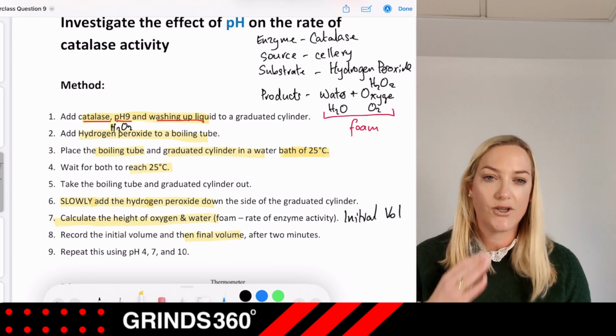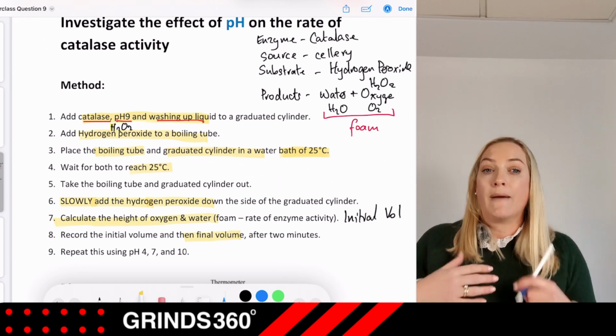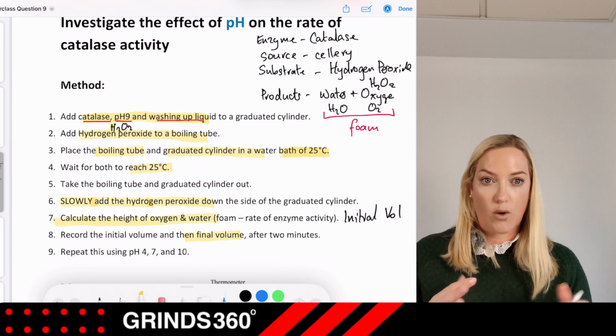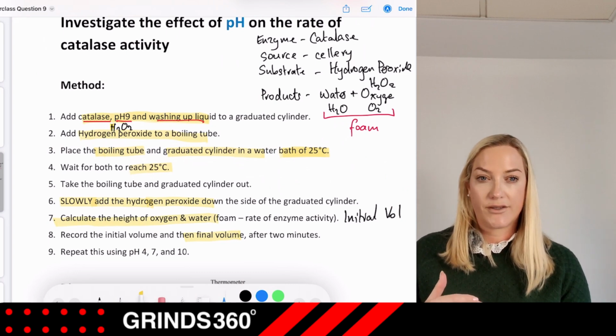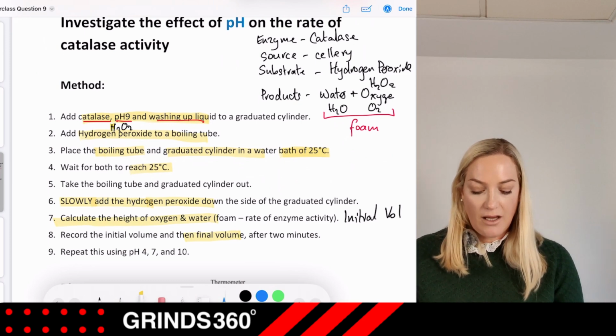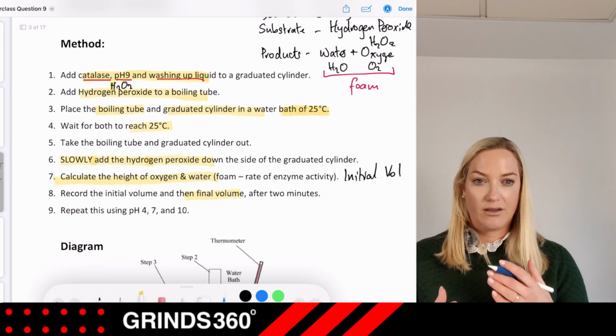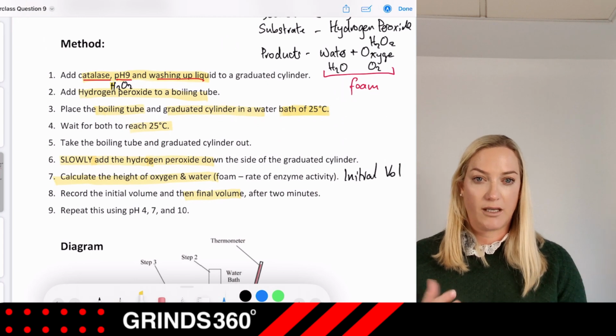But we never mention foam. We might say it in class, but in an exam, we're not going to mention foam when we're talking about a product. It's oxygen and water visible as foam. So to find your rate of enzyme reaction, it's your final volume minus your initial volume after 2 minutes.